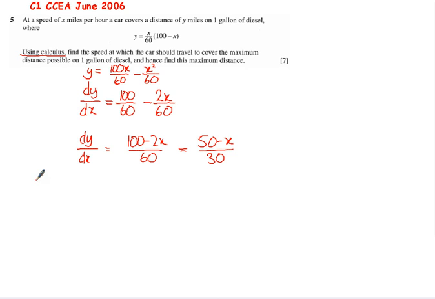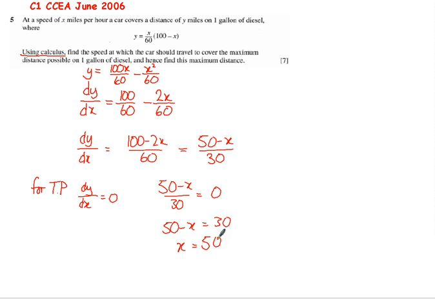But we know for a turning point or a stationary point, dy by dx must equal 0. In other words, 50 minus x over 30 equals 0, or 50 minus x equals 0, and so x equals 50. Okay, so what we've found is the value of x, which is the speed at which the car gets a maximum or minimum. Now, we're assuming at the minute that that's a maximum.